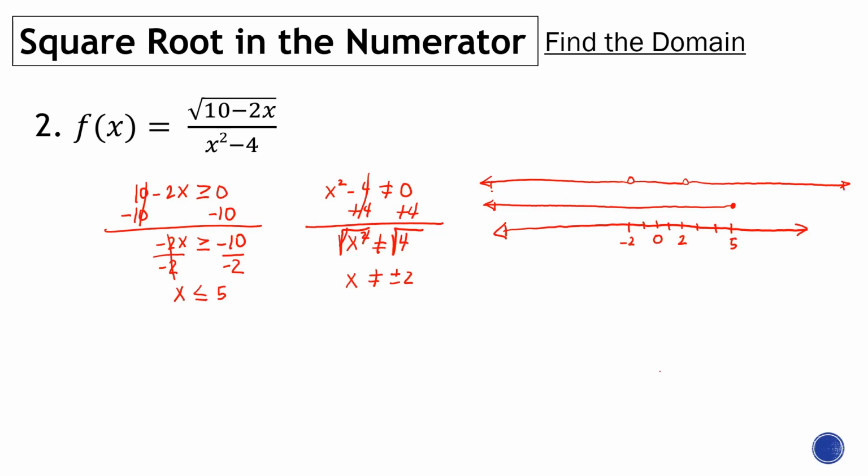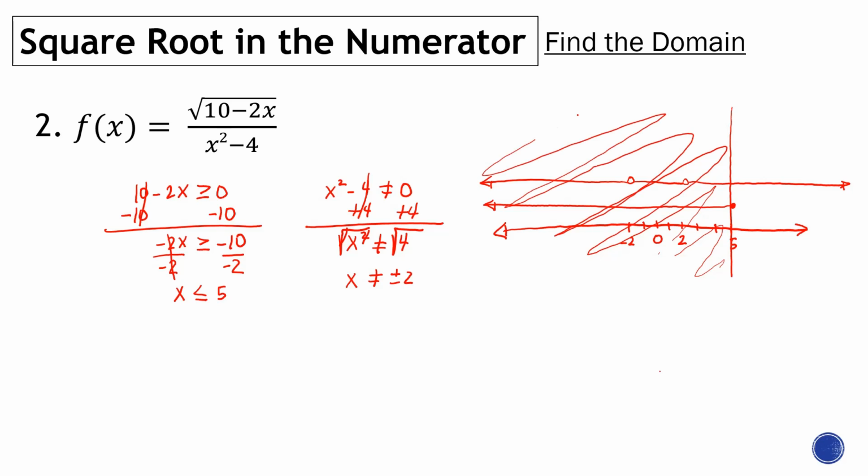So where is the domain? Where is the intersection? It's right here. Okay, here's the intersection. But you have to remember we will not include negative 2 and positive 2. So how are we going to convert that into interval notation?